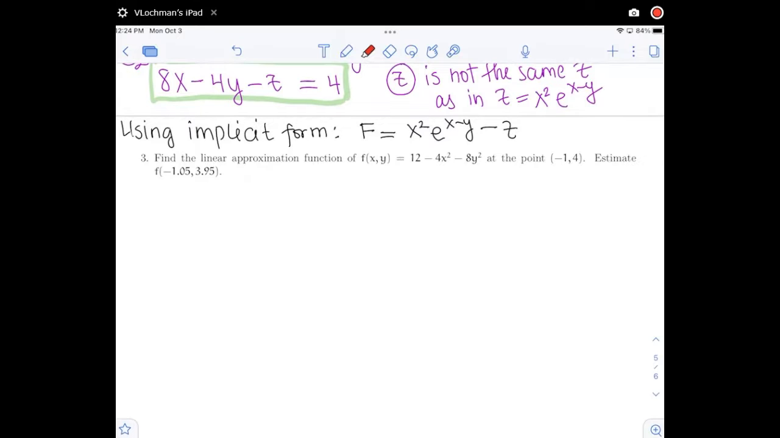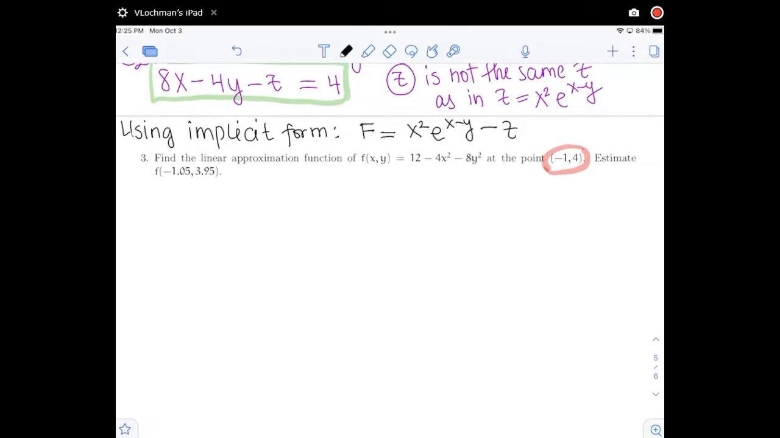Once we come up with the linear approximation, we can find approximate values for points that are relatively close to this point. And you can see that (-1.05, 3.95) is very close to the point (-1, 4). Okay, let's go ahead and solve our problem.